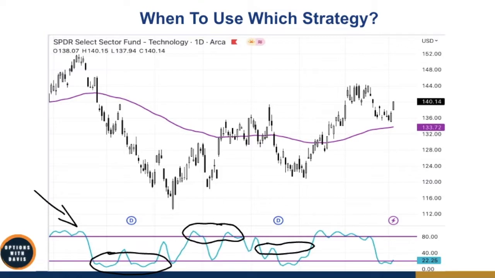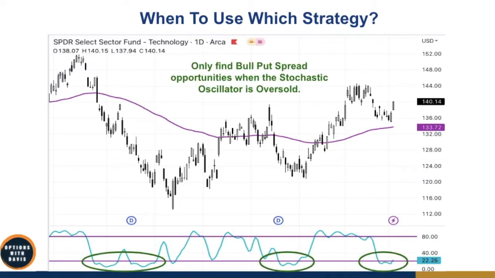So with this, how do you identify which strategy to use? You only find bull put spread opportunities when the stochastic oscillator is oversold, right? Let's say, for example, at the end of this chart down here, you look at the oscillator and it says oversold. If it says oversold, then guess what? You do not bother about the iron condor strategy. You do not bother about the bear call strategy. All you want to do right now is to find opportunities to enter into a bull put spread.